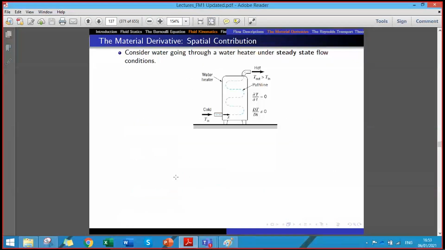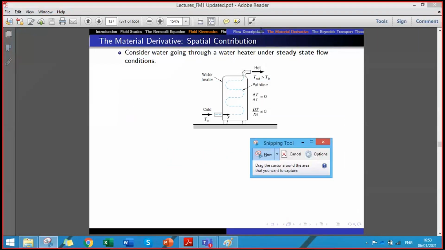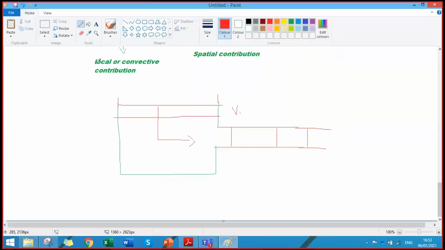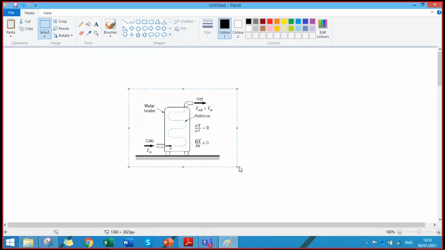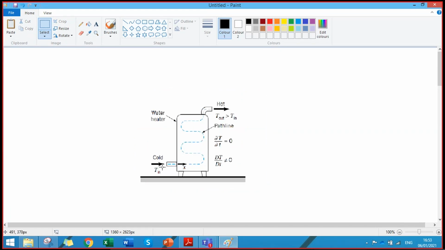Then we consider another example. This is a common example. Let's say you have a water geyser. Let me discuss the convective and the spatial contributions. In this water geyser, there is a cold inlet, and then there is a heating coil in this geyser, and then there is a hot outlet. The outlet temperature is greater than the inlet temperature. So what's happening? Is the temperature changing with respect to time? Can you answer this question? Is the temperature changing with respect to time?